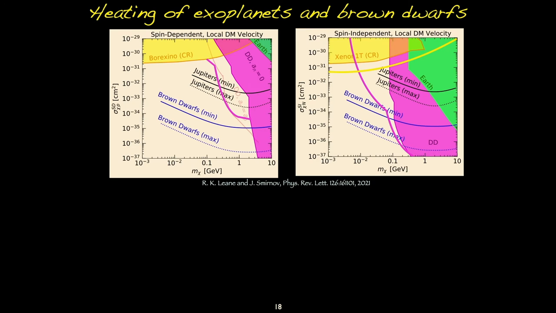Let me show you some examples. There was this nice idea where they claimed that one could search for dark matter by looking at the heating of exoplanets or brown dwarfs. They saw different results for spin dependent and spin independent. And you see that the mass reach for brown dwarfs goes down to the MeV range. For Jupiters, it goes down to 30 MeV or so. And as I said, for Jupiters, one should move the lines towards the GeV range, and for brown dwarfs, it should be around a few hundred MeV. It is an overestimate of the mass reach by more than an order of magnitude.